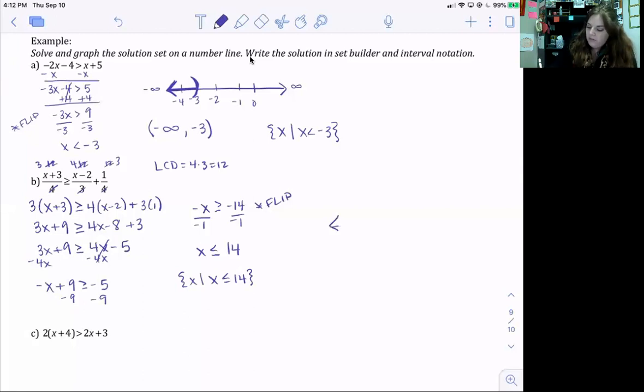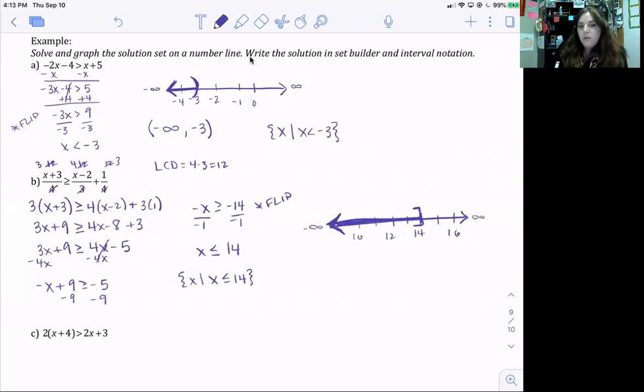And then if we graph it, here we're going to have a bracket because we have that equal to sign. And we're still going to be facing the left because it's less than again. And then if you need to, add in our negative infinity, positive infinity to show our interval notation is going to go from negative infinity to 14 with a bracket.